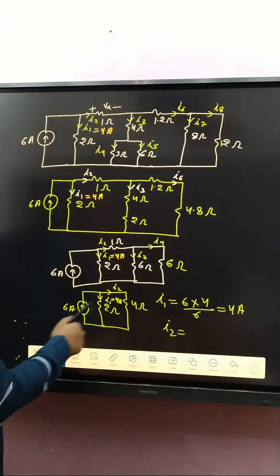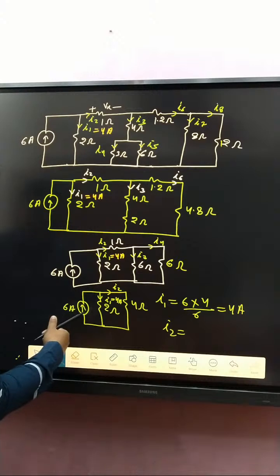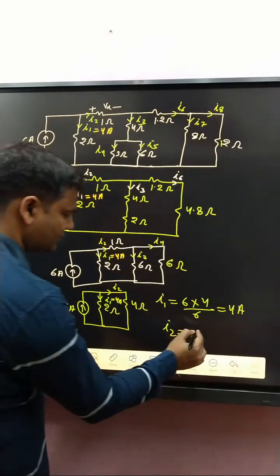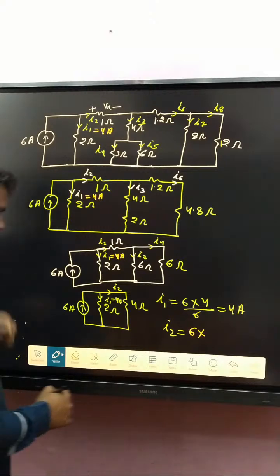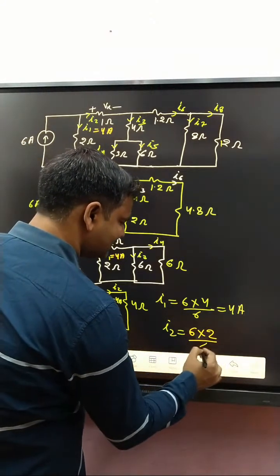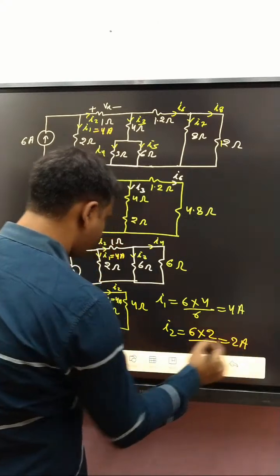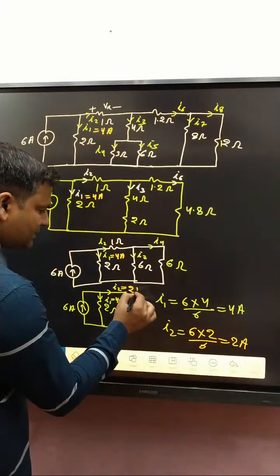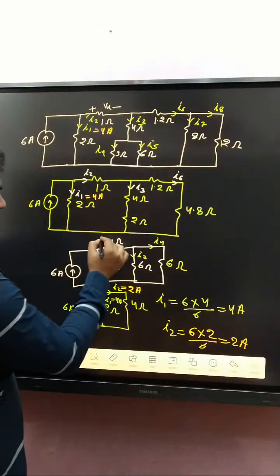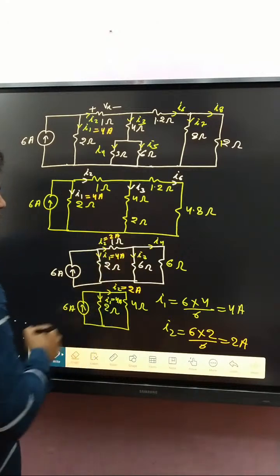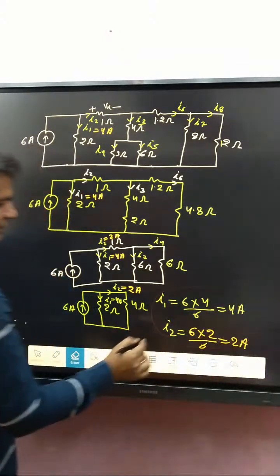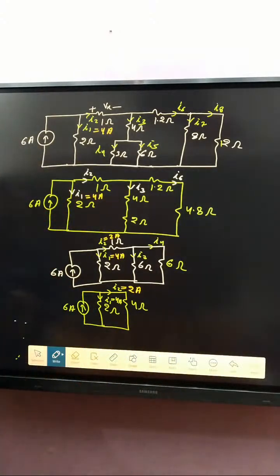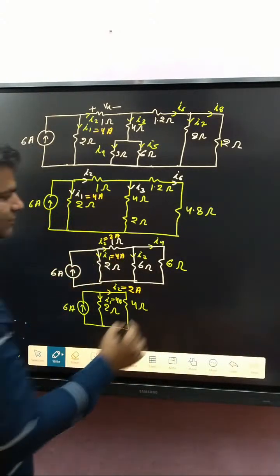And what about I2? I2 is 6. If you apply the current division rule, then we get 6 into 2 divided by 6, that is how much? 2 ampere. So what about that current? 2 ampere. After that, again apply the current division rule.